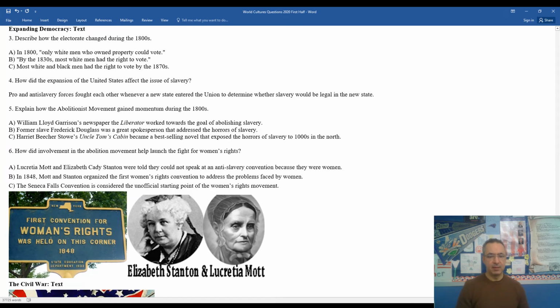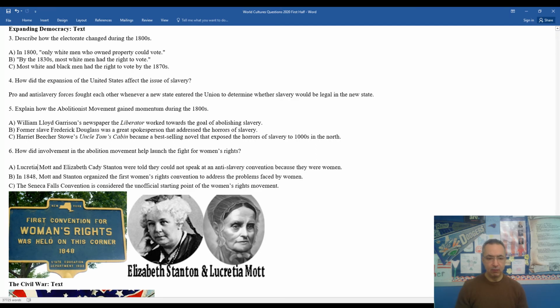6, how did involvement in the abolitionist movement help to launch the fight for women's rights? Well, you have Lucretia Mott pictured on the bottom right of that photograph. Elizabeth Cady Stanton, with her name underneath her, is another of the great women's rights leaders. So Mott and Stanton were told they could not speak at an anti-slavery convention because they were women. So in 1848, Mott and Stanton organized the very first women's rights convention to address the problems faced by women.